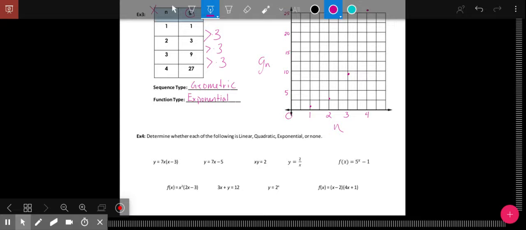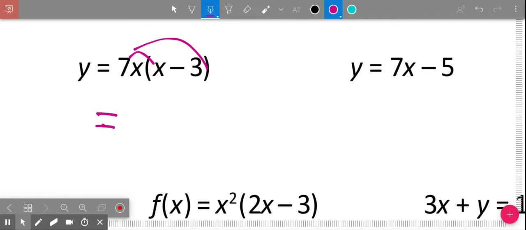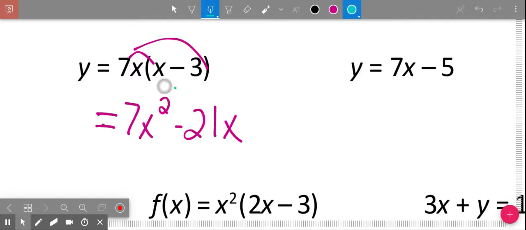All right, so then last one, a little bit of review. Determine whether each of the following is linear, quadratic, or exponential, or none. So if I look at the first one, I've got y is equal to 7x times x minus 3. Well, remember, we have to simplify these if ever we're looking at if it's exponential or to determine which family it falls into. It needs to be simplified. So I'm going to distribute that 7x. Well, 7 times x gives me 7x squared. And 7x times a negative 3 gives me negative 21x. My largest exponent is a 2, so that means it's quadratic.